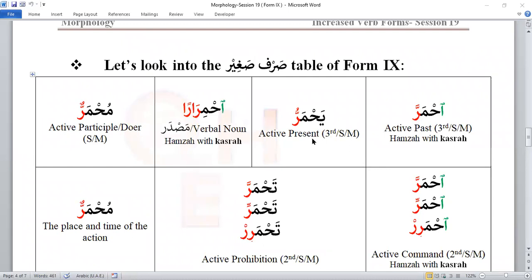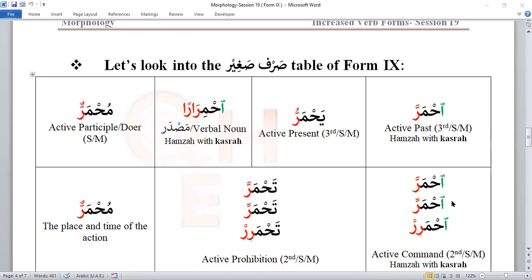Active present tense for third person singular male: yahmarru. Masdar: ihmiraran. Also, this Hamzatul Wasl is read with kasra. Active participle, or the doer, for singular male: muhmarrun.